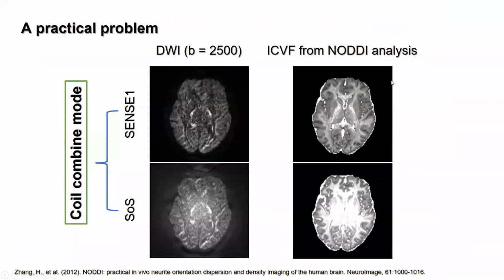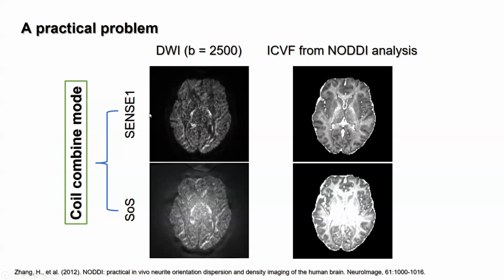So first, let's take a look at a practical problem. MRI images are acquired with multi-channel coils. We need to combine the signal from all the channels for optimal SNR. Normally, the sum of squares method is optimal if the SNR is not too low. However, this is not the case for diffusion MRI when the b value is high. So people proposed other coil combine methods such as adaptive combine and SENSE1.